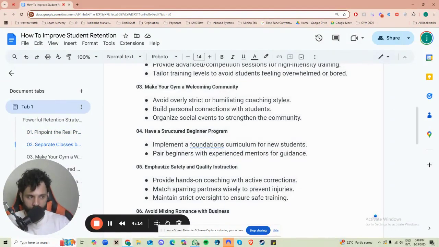So the third point we're going to be talking about is we need to make our gym a welcoming community. You need to ditch that drill sergeant approach. Remember, your students are paying to be here. They don't want to be scolded or humiliated, right? If a student's showing up late, show them respect. They've taken time out of their day to show up to your class, even if they're 10, 15 minutes late. You know, guys, stuff happens. People get late all the time. It's not a big deal. Don't punish them for being late.